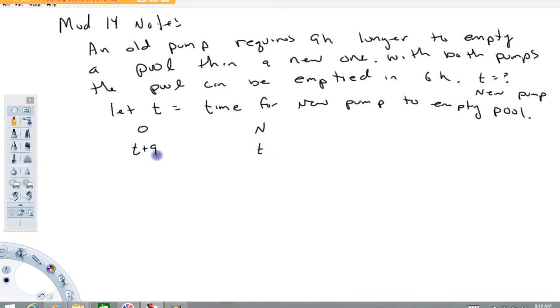Now, let's talk rates. And I'll write this across here. So if the new pump requires t hours to complete the task or empty the pool, then the rate is 1 over t. And if the old pump requires t plus 9 hours, then the rate for this to drain the pool would be 1 over t plus 9. And again, I want to talk about how I'm getting from here to here. So imagine, for example, that the pump can drain that pool in, say, 4 hours.